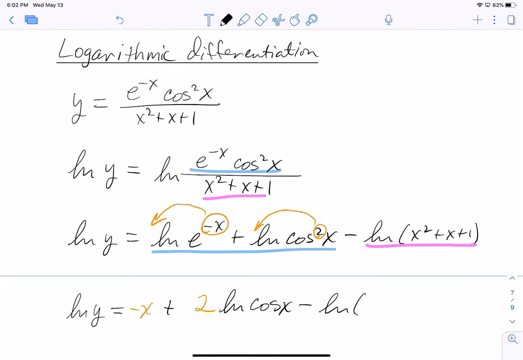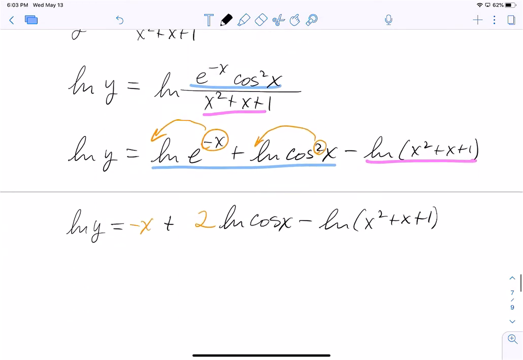minus the natural log of the quantity of x squared plus x plus 1, because there's nothing that can be done about that, those three terms inside of a log, right? Our properties apply to products and quotients, not to sums and differences.